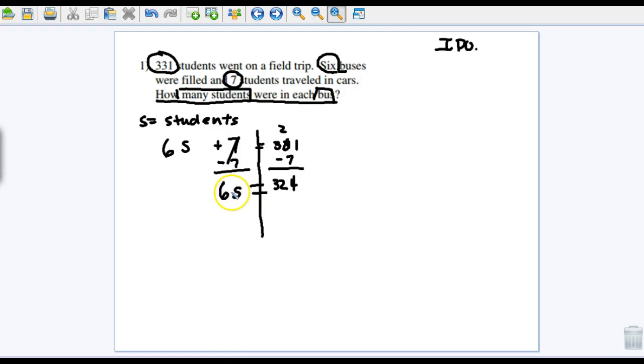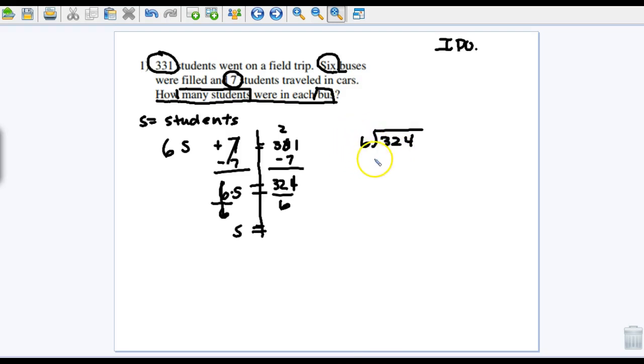And now I have 6 times S. That's what this tells me, right? 6 times how many students. So we're going to figure out how many students were in each bus by dividing by 6. So S is going to equal the quotient of this division problem. Well, I can't do this in my head, so I'm going to go ahead and write it up like a long division problem. And a lot of you guys still really struggle with long division, so watch me carefully.